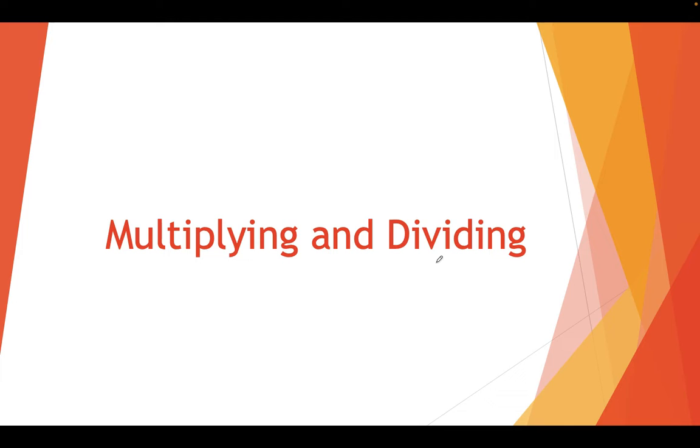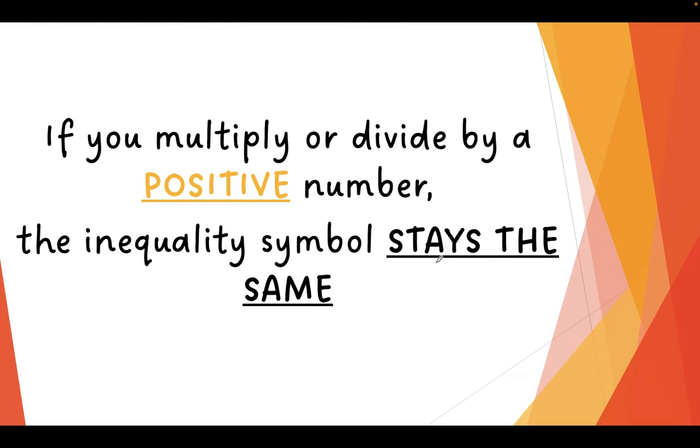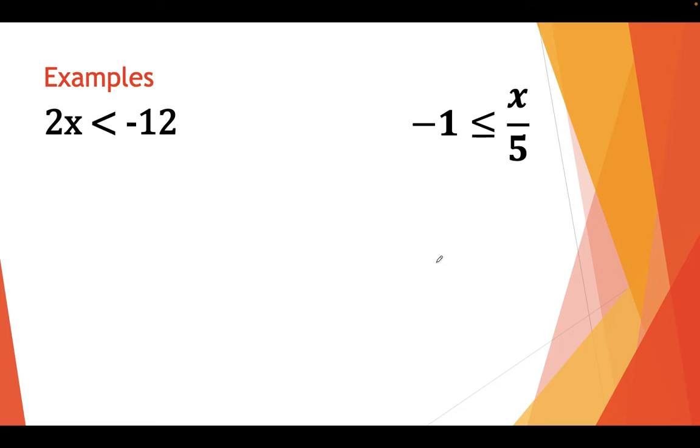Now let's take a look at how to solve using multiplying and dividing. Similar to adding and subtracting, we use the same process as we did if it was an equal sign. When we multiply or divide by a positive number on both sides, the inequality symbol stays the same, just like it did for adding and subtracting. Let's take a look at these two examples side by side.